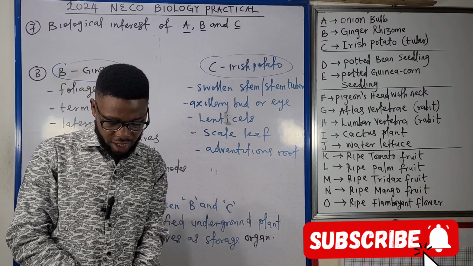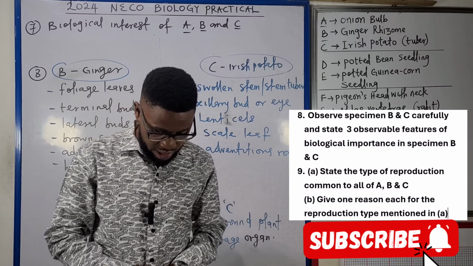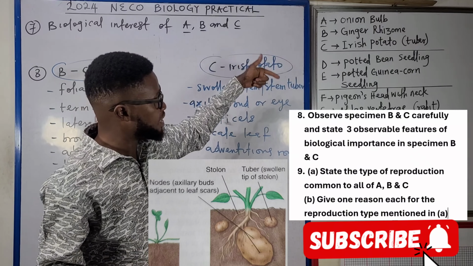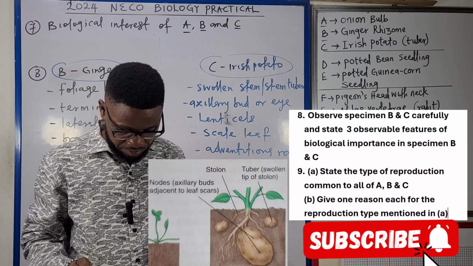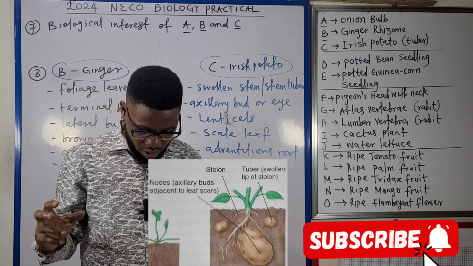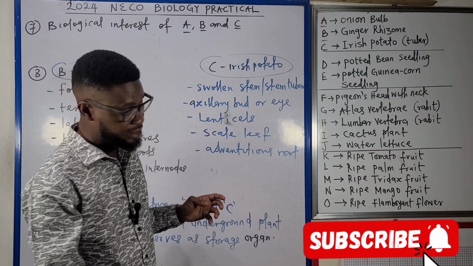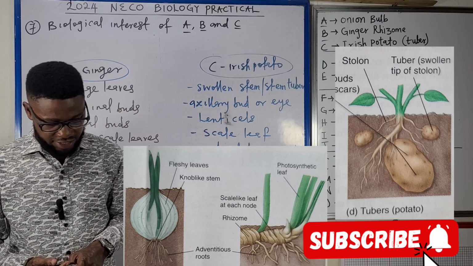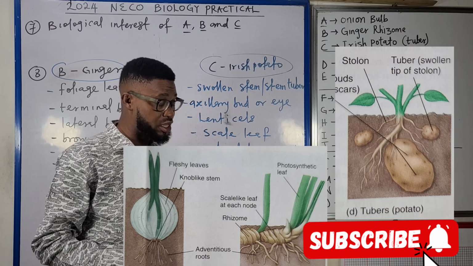So moving on to the next question, question 8. We were told to observe specimen B and C carefully, and state 3 observable features of biological importance in these specimens. Look at it again. Observe specimen B and C carefully, and state 3 observable features of biological importance.